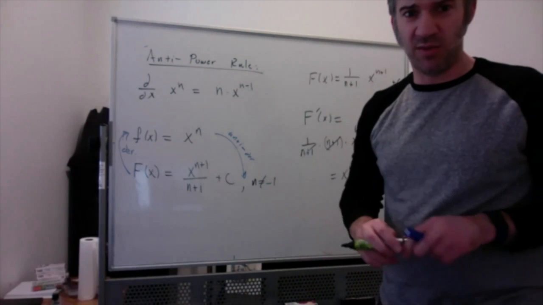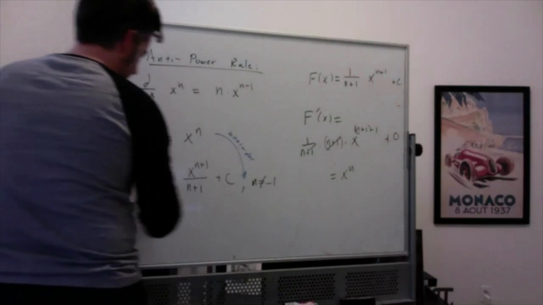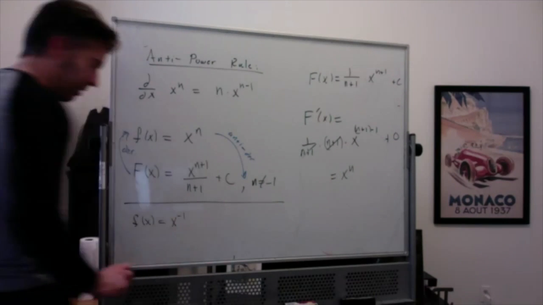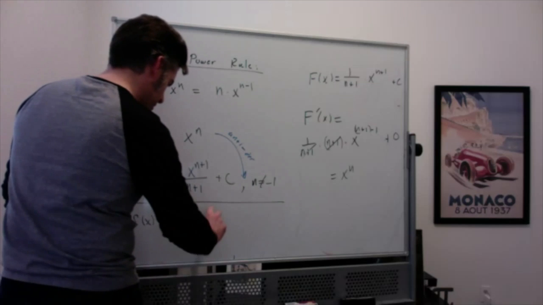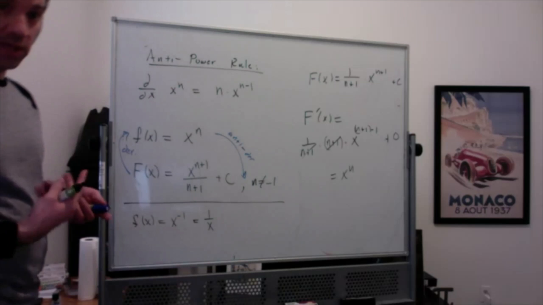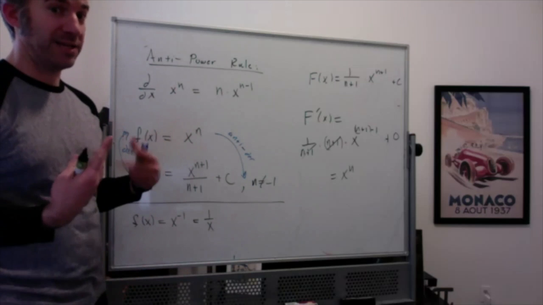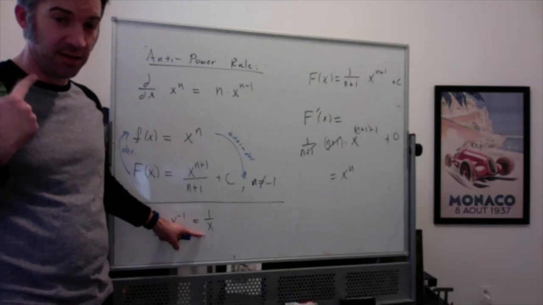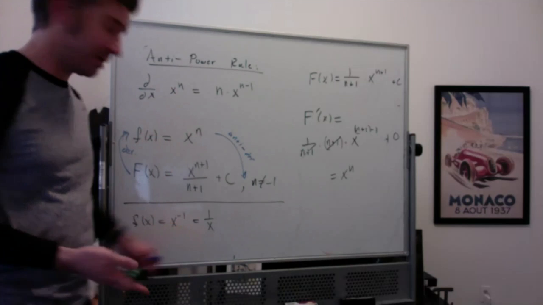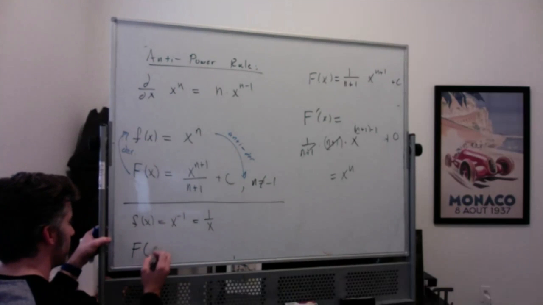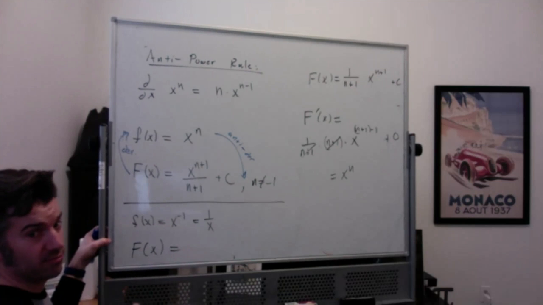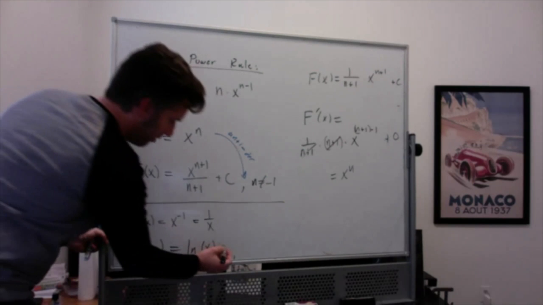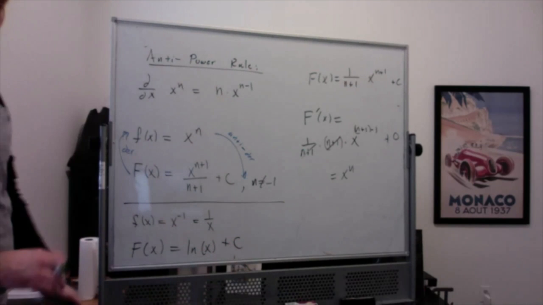So that begs the question, well, what if n is equal to -1? What if your function f of x is x to the -1, better known as 1 over x? Do we know a function? I'm going to ask the question, what's the antiderivative of 1 over x? Or better said in my head, what's the function whose derivative is 1 over x? Natural log of x. And that is mostly right. Yeah. Natural log of x plus c.